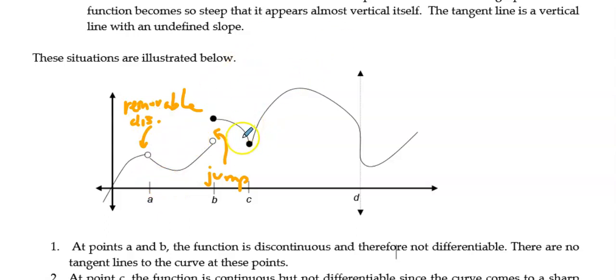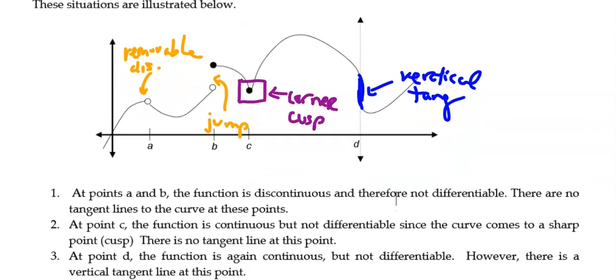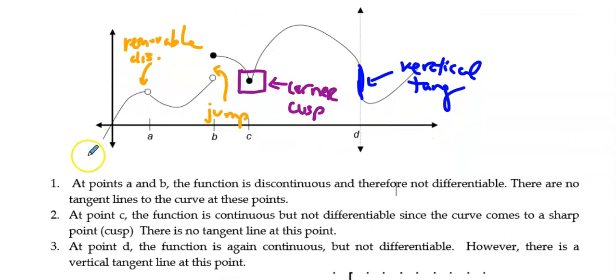We can go further along to C. This is not differentiable because there's a corner here. It's a corner, or in this case, you could also think it kind of looks like a cusp. Again, it would be very obvious on the graphs for you guys. So again, not differentiable there. And then the final one is here at D. Again, it's not differentiable because we have a vertical tangent line. And so the wording at the very bottom of your graph exactly summarizes what I just said.